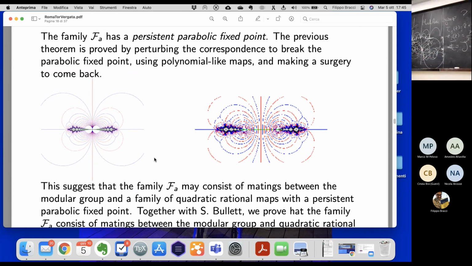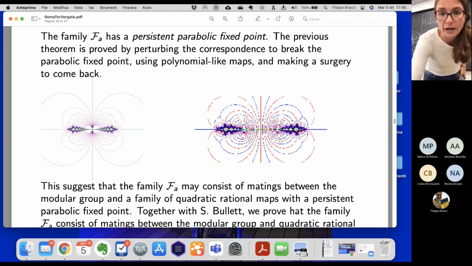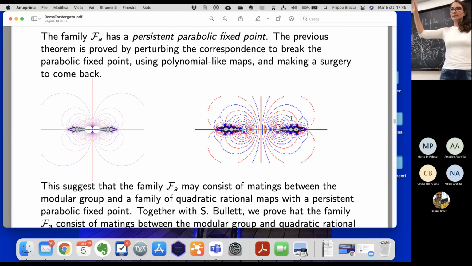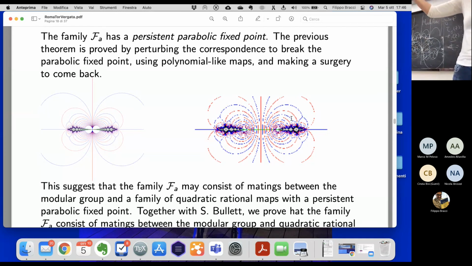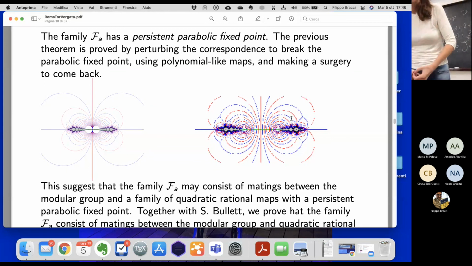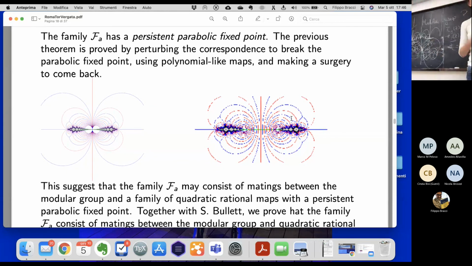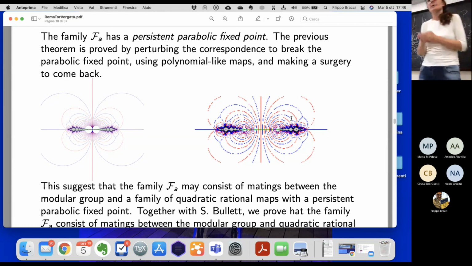So all these proofs were done in the same fashion. You take your correspondence, you perturb it in order to break the parabolic fixed point, so you have, as you can see here, the limit set disconnected. You apply polynomial-like mappings, which is a technical tool, in order to end up with something which is conjugated to a polynomial. And then you come back, pinching. And yeah, you can do it, but I mean, your family has a persistent parabolic fixed point. Everybody in your family has a parabolic fixed point.